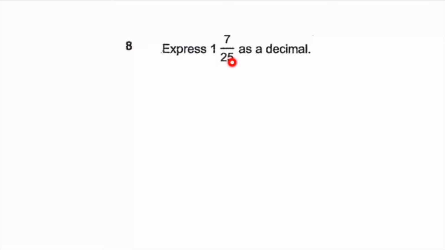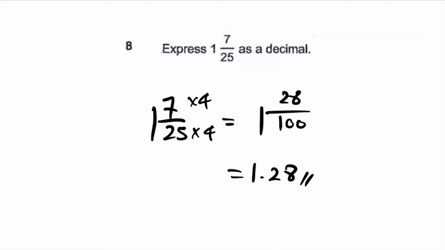Write 1 whole and 7 over 25 as a decimal. So the fact that the denominator is 25 makes our life actually quite a bit easier. So it's one of those nice numbers, so-called, that we can turn into 100. So 25 times 4 gets us 1 whole 28 over 100, and because the denominator is 100, we have 2 decimal places here, so 0.28, 1.28.